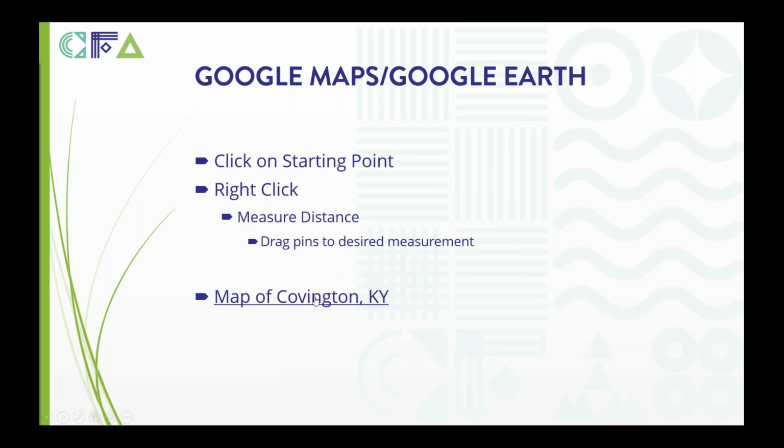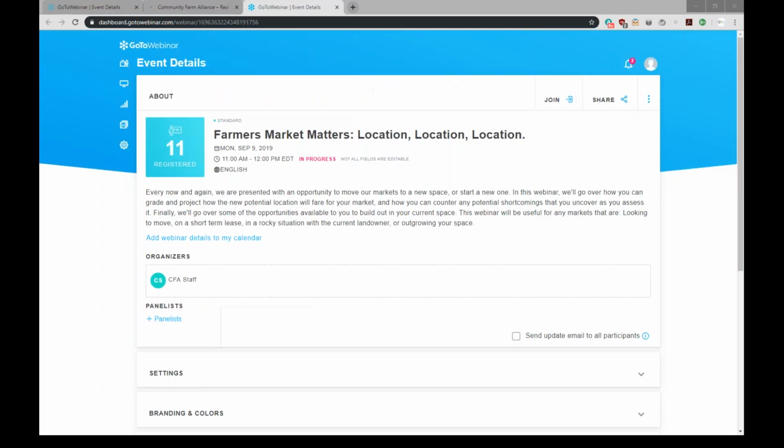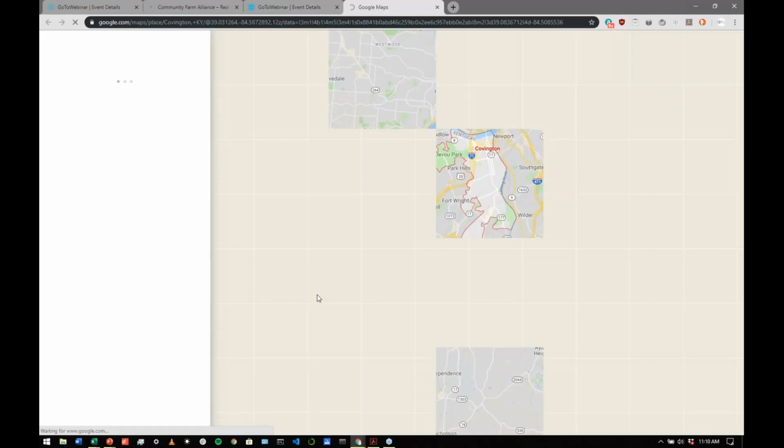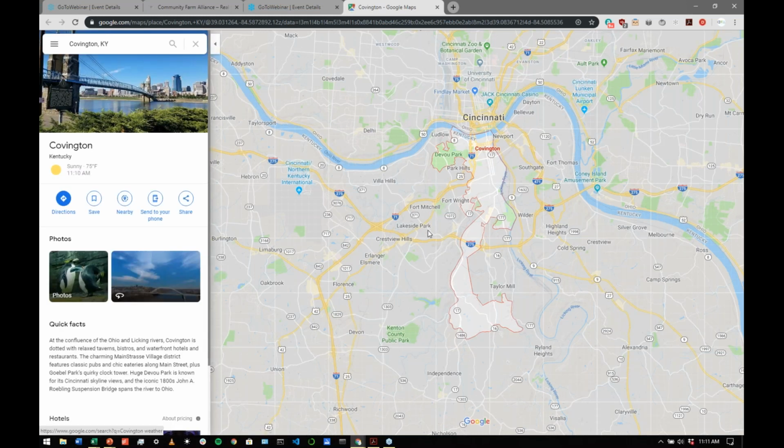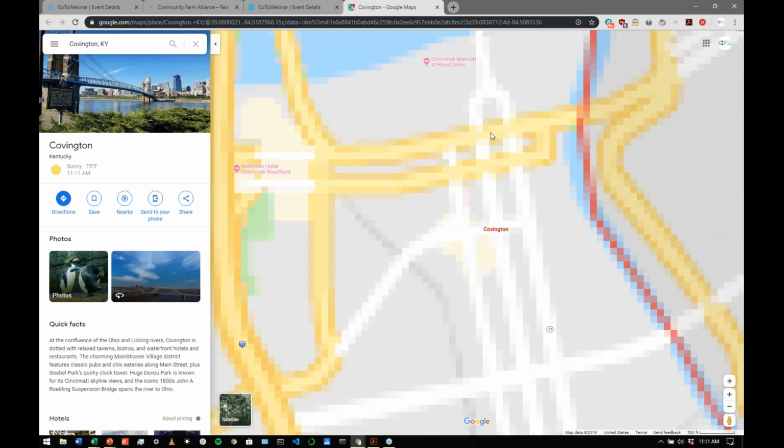So one of the tools we're going to talk about first is a very simple tool you can even use on Google Maps. Today we're going to be using Covington as an example because I know that they are looking down the barrel of a move soon. So I'm using them to show some of the basic tools, so we can have a cohesive look at the tools and how to use them.